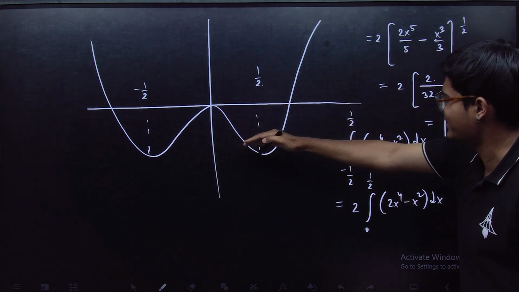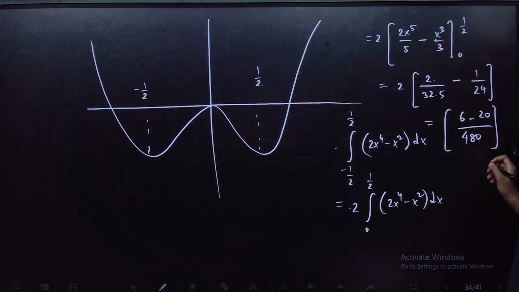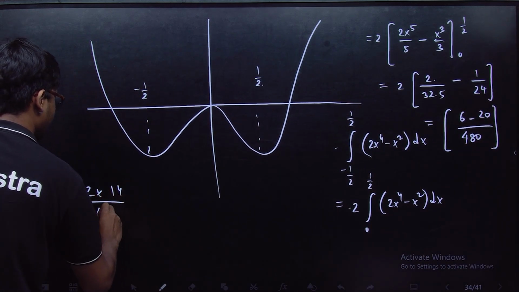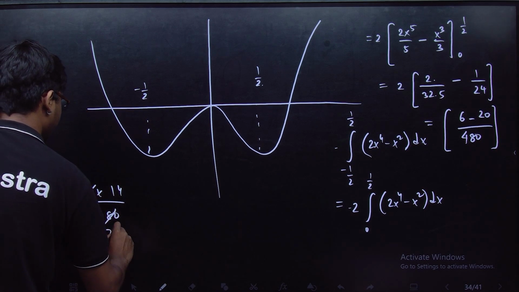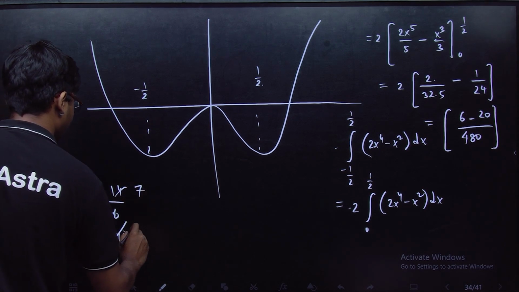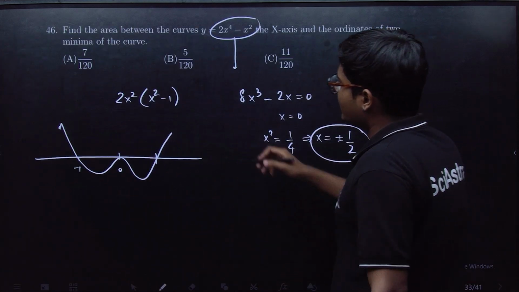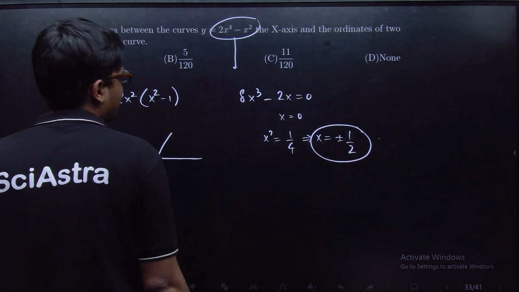You want x-axis minus the curve of below, right? So this will be minus of this. So that gives you minus 14. So 2 times 14 divided by 480, right? Which turns out to be 240, 7, 120, right? So the final answer is 7 by 120, okay? So that is option A. Cool?